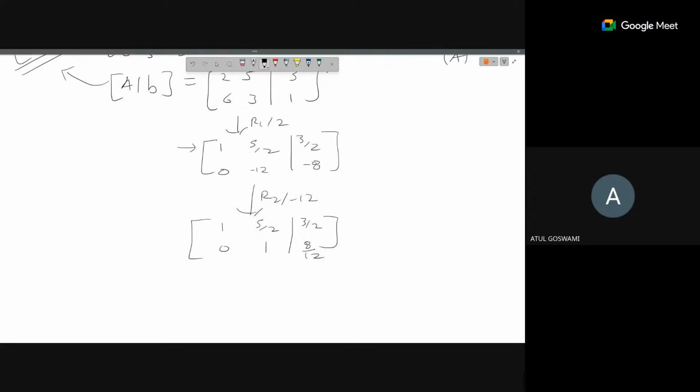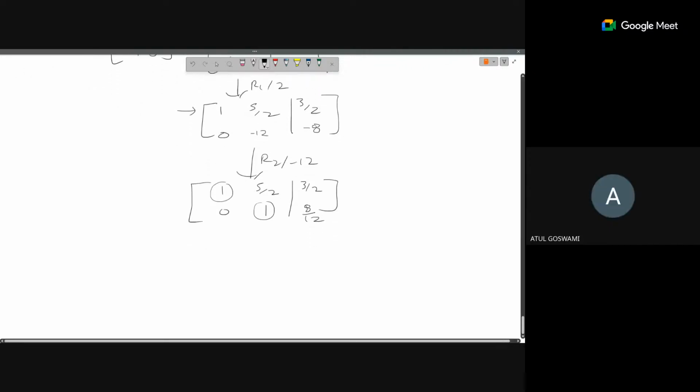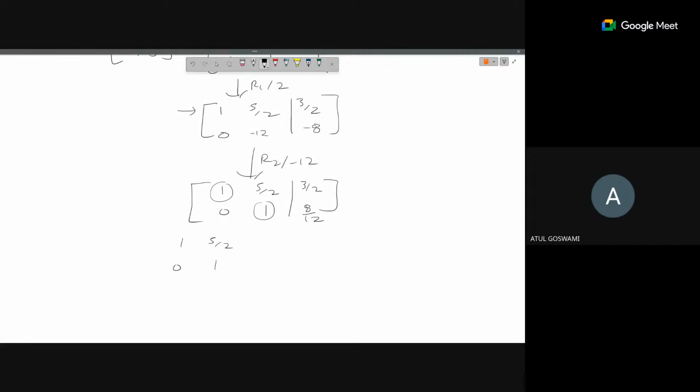Are you able to find this? This is REF, leading entry, all things are satisfying. Am I right? Yes, sir. Now we expand this 1, 0, 5 by 2 just because we are doing it the first time. Otherwise, we would directly see the solutions. I'm just doing it.